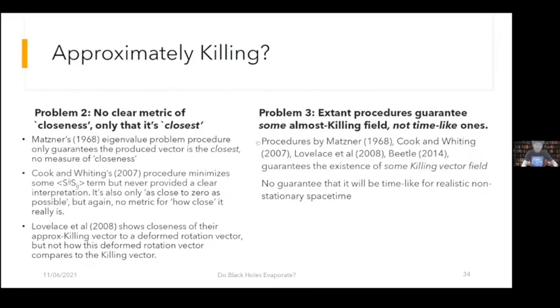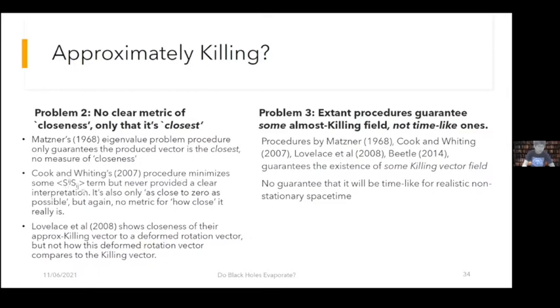This goes on to the second problem, that there's no clear metric of closeness, it's only that it is the closest. It's not quite the same, right? We can say that something is closest to me without telling me how close it is to me. So for example, Matzner's procedure guarantees the produced vector is the closest by choice. You choose the lowest eigenvector, the vector with the lowest eigenvalue, and you pick that as the produced vector from this eigenproblem. And you just say that is the closest thing we get, but you're not telling me how close it is. Cook and Whiting have something similar as well.